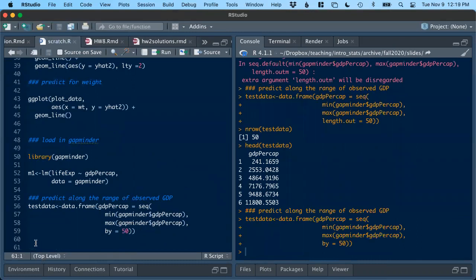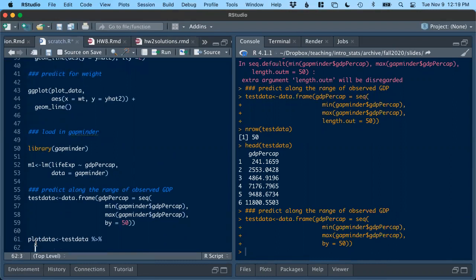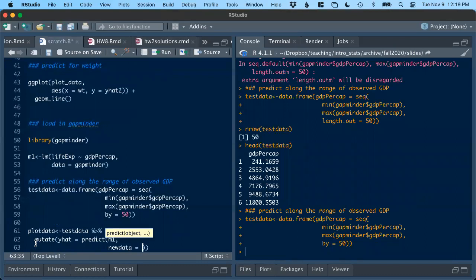Okay, so now we could do test data. We'll call it plot data, rather. Plot data is going to start from test data, and we're going to add on to it our predicted values. Y hat equals predict M1, new data equals test data.